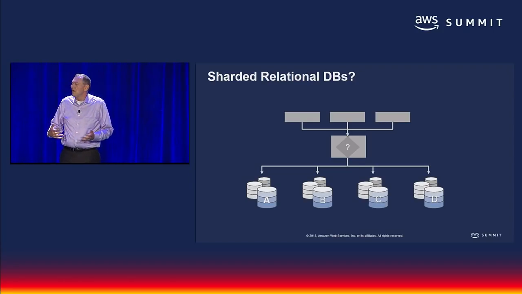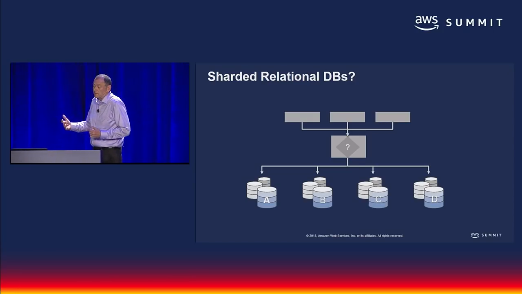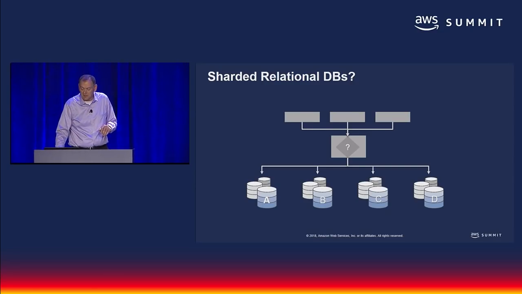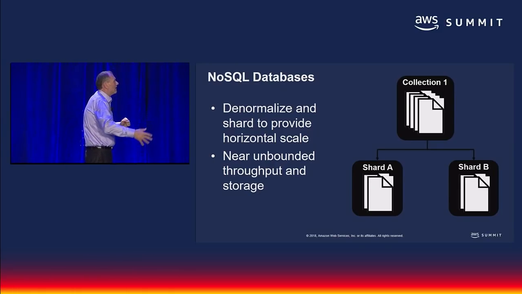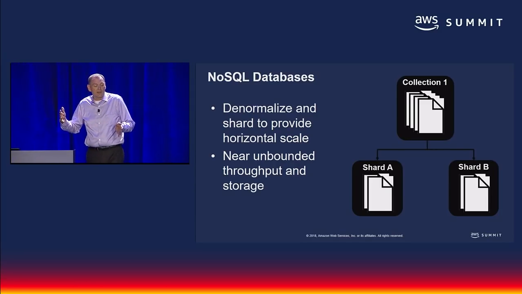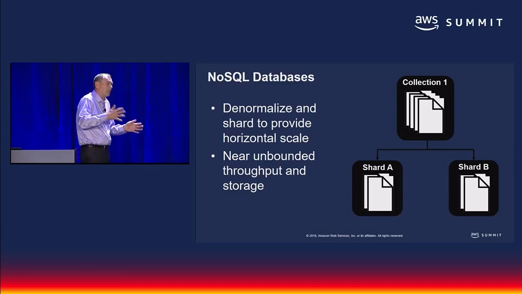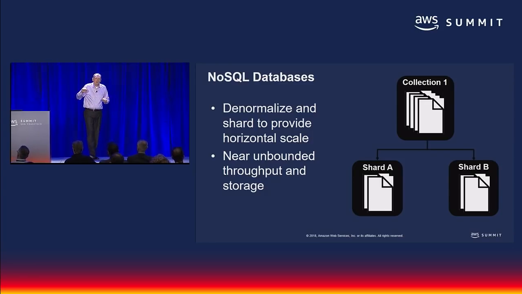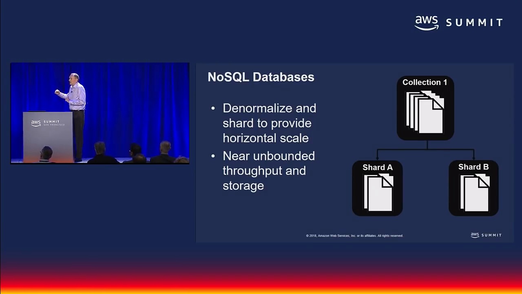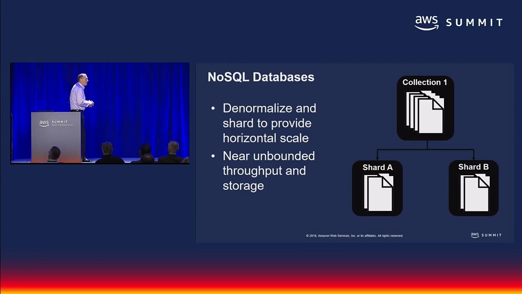So eventually we started looking at alternative solutions, and what we stumbled on at the time, about 10 years ago, was NoSQL databases, which were designed specifically to solve this problem of scale, to get past having to get a bigger box all the time. The way they did that was that they support a de-normalized data model, and they couple that with sharding, and they can do this to provide horizontal scale and nearly unbounded throughput and storage. So for all practical purposes, you could say infinite scale. There's no practical limit to what you can do with a NoSQL database.